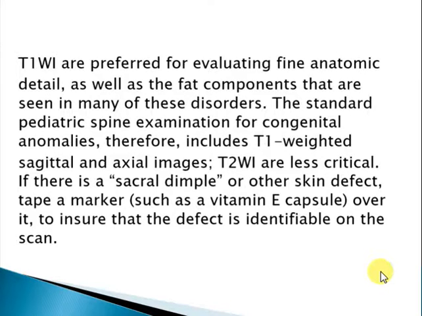As always, the T1 weighted images of the MRI are very helpful for defining the anatomy. So when we are looking for anatomy, we need T1 images, while if we are looking for pathology, the T2 weighted images will be much better. The T1 will also help us in detecting the fat components that are seen in many of the developmental disorders. The standard pediatric spine examination for congenital anomalies will include T1 weighted sagittal and axial images. T2 weighted images are less critical here, as we said previously.